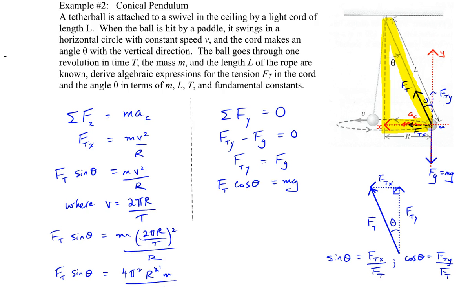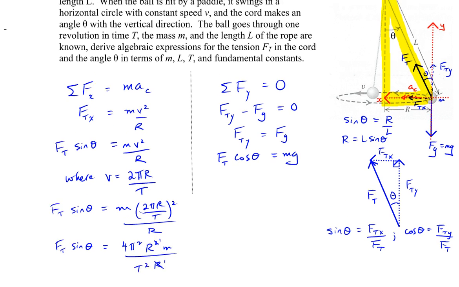Is there a trig relation that you can relate L and R and use theta? See, R is the opposite side of this triangle, and L is along the hypotenuse. If you're thinking sine theta is opposite, which is R, divided by the hypotenuse, which is L. So therefore, R is equal to L times sine theta. And we're going to replace that down here.